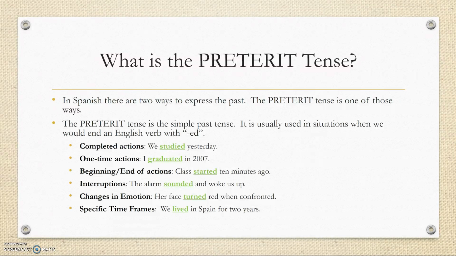So it's important to remember what the preterite tense is. In Spanish, we have 2 ways of expressing the past, and the preterite is one of those ways. The preterite is known as the simple past tense when we add ed to the end of an English verb. So it's used in certain situations, such as completed actions, one-time actions, the beginning or end of an action, interruptions, changes in emotion, specific time frames, and those are the preterite-specific usages in the past. Now, we are going to eventually learn the imperfect, which has some other specific uses.